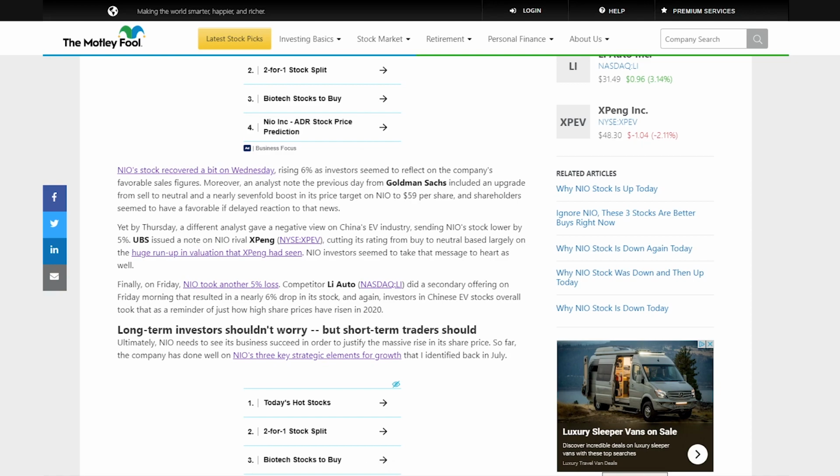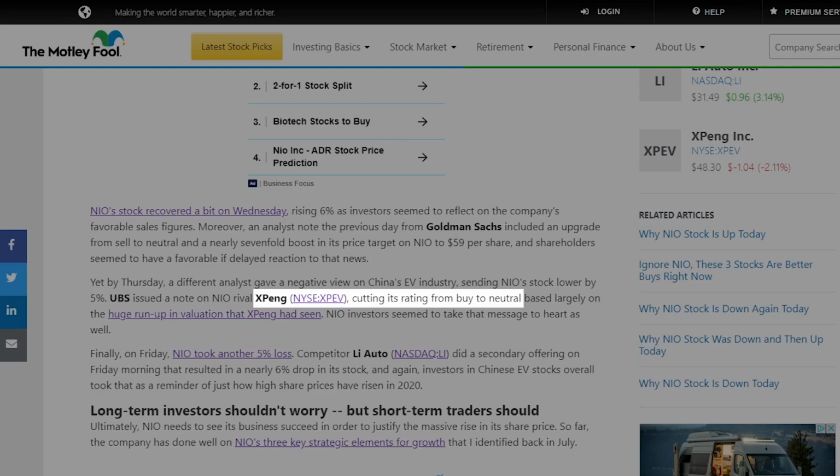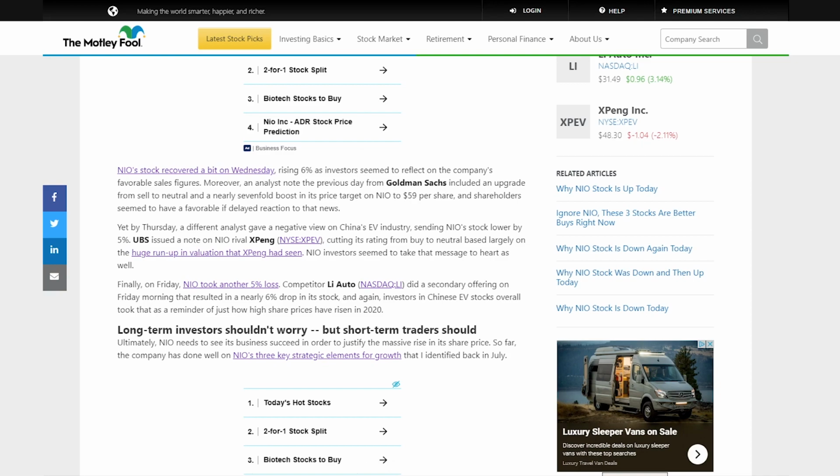But then again on Thursday, we saw all these EV stocks take another hit, because an analyst at UBS actually issued a note on NIO's rival, XPeng, and they cut their rating from a buy to a neutral on XPeng, and then this affected NIO and Li Auto as well. And then finally, come Friday, NIO took another 5% loss because their competitor Li Auto did a secondary offering on Friday morning that resulted in a 6% drop in their stock.